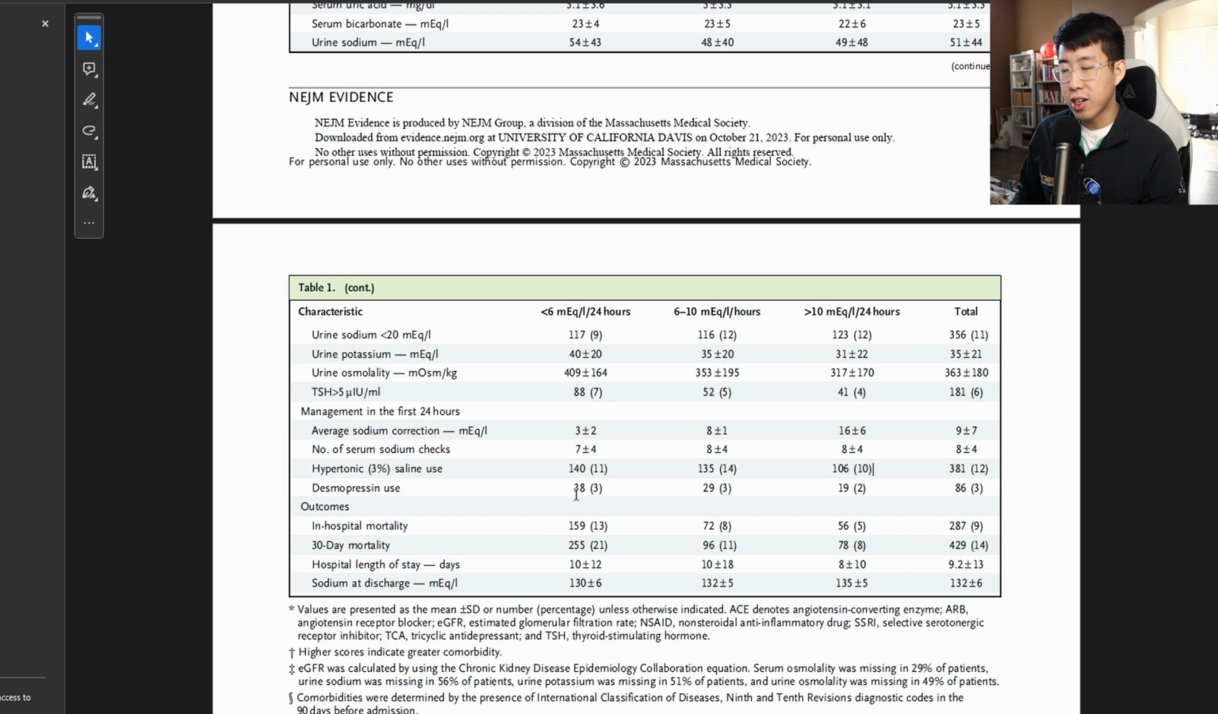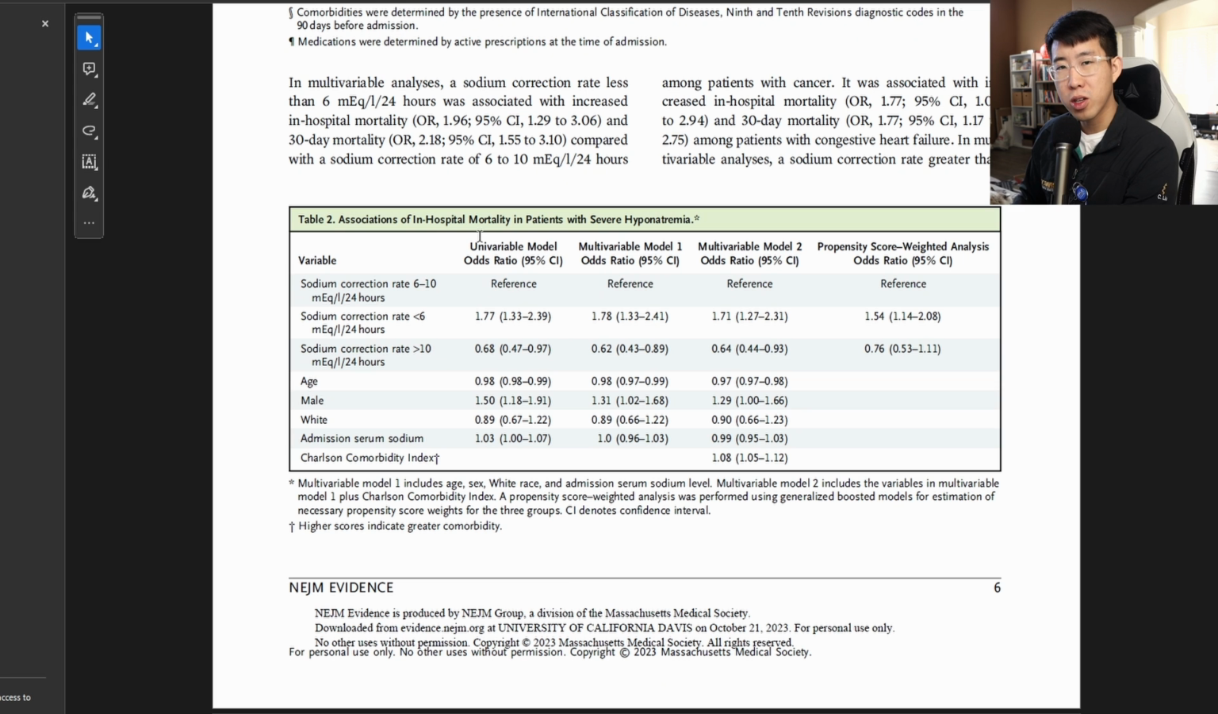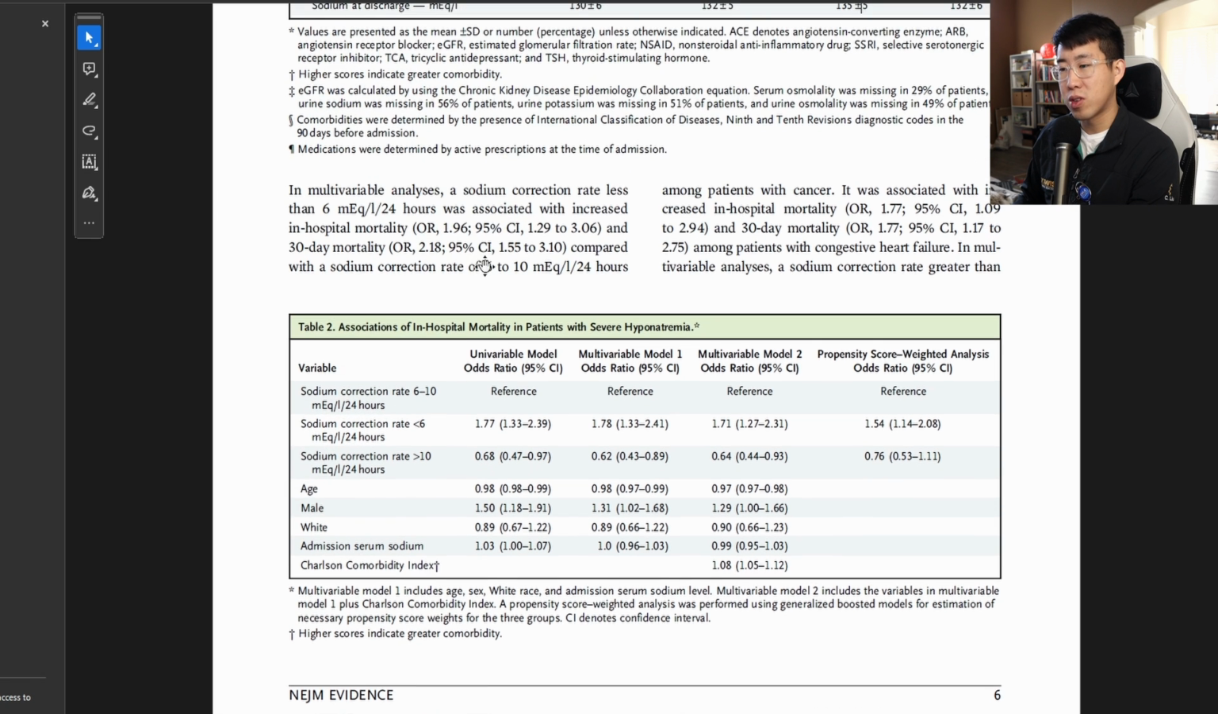And you can see here, in the first group, in-hospital mortality was 13% compared to 8% in the second group and 5% in the third group. 30-day mortality was 21% here, 11% in the second group, and 8% in the third group. And the hospital length of stay was on average 10 days in the first two groups, while only 8 days in the last group.